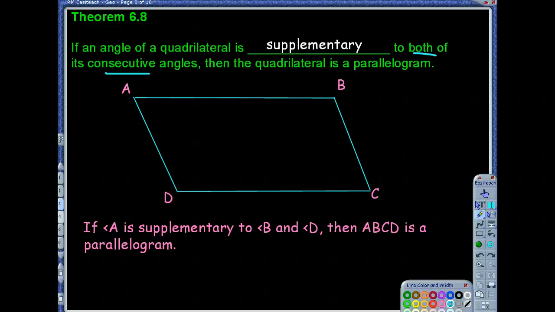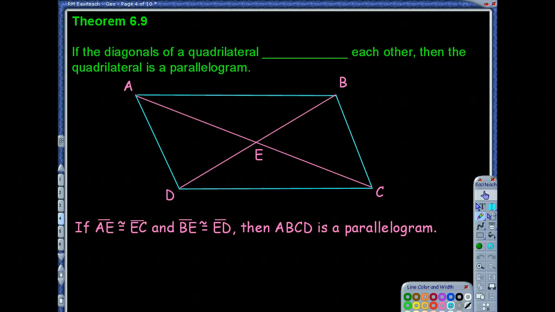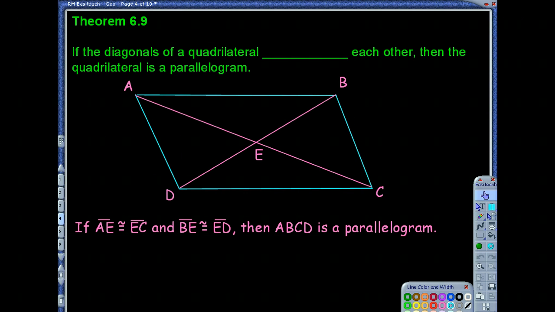All right, this next theorem talks about the diagonals, and we learned something about the diagonals yesterday. We talked about the diagonals had to do what? Yeah, if I had a parallelogram, then the diagonals bisected each other. So if I know that diagonals bisect each other, then we know it's a parallelogram.